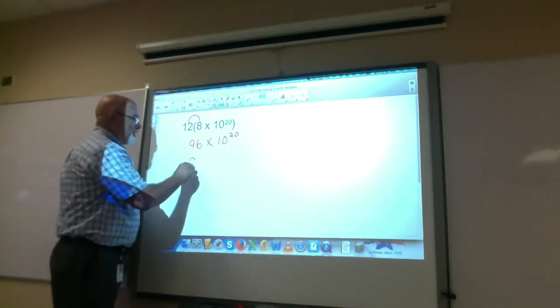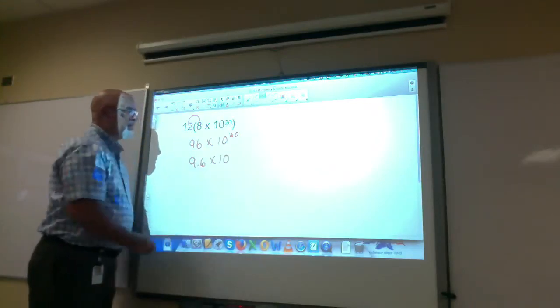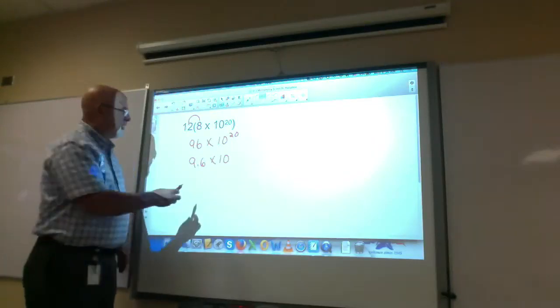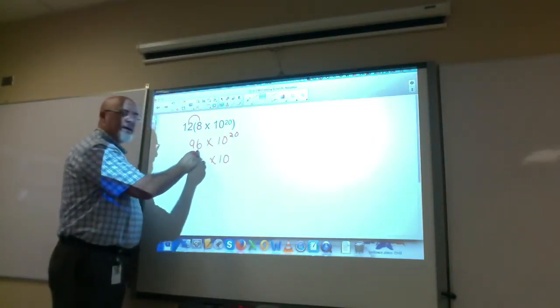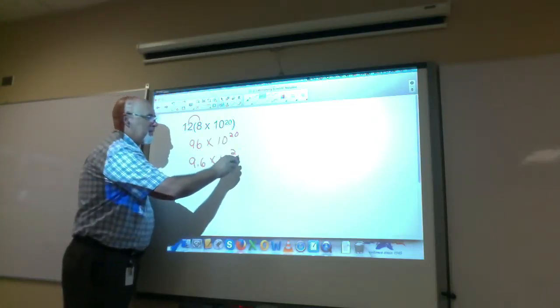So we have to change this to 9.6 times 10. And how we decide whether or not to go up or down with the exponent is right here. We have to move one place to the right to change it back to 96. So one place to the right would be 21.